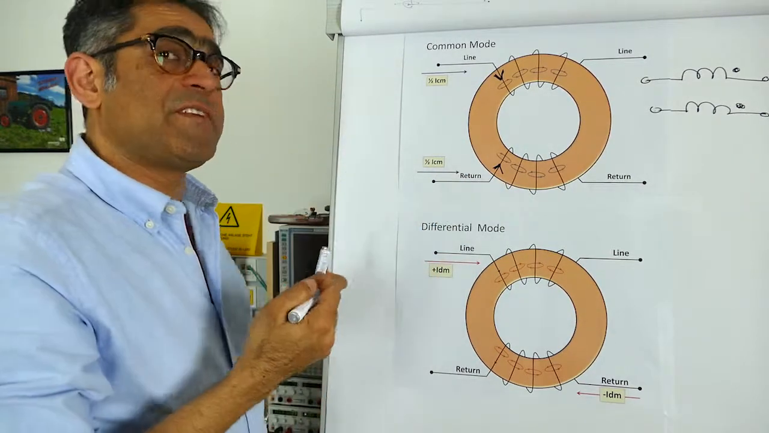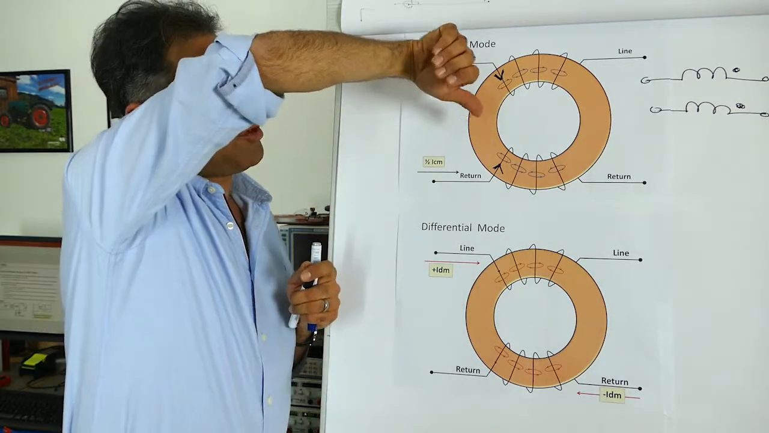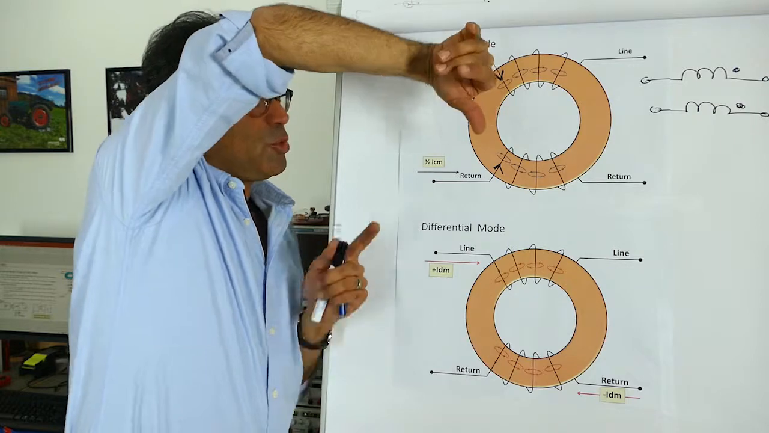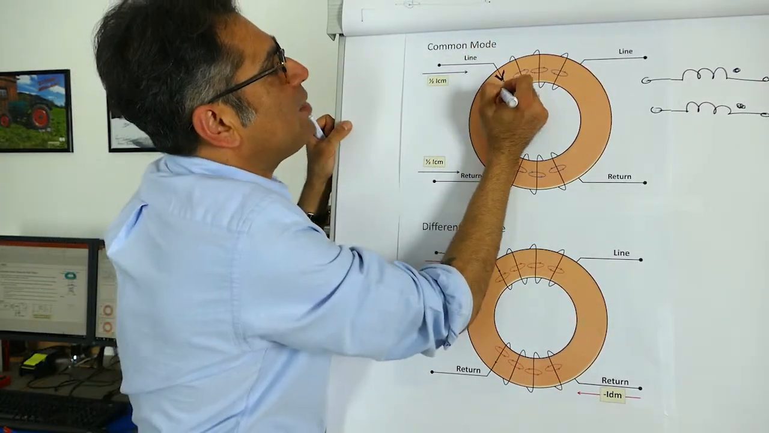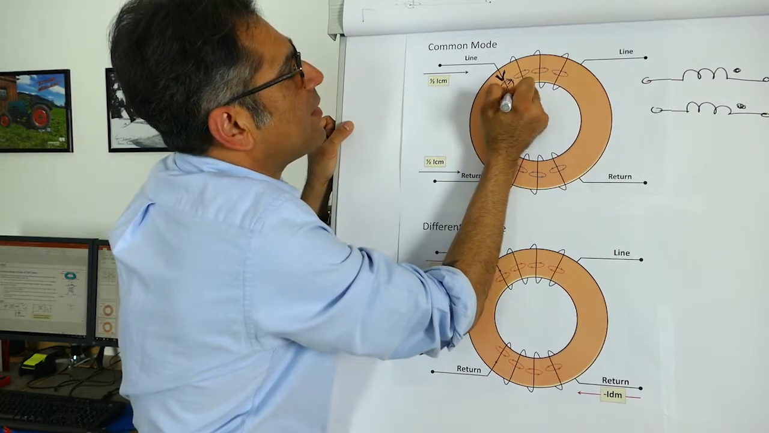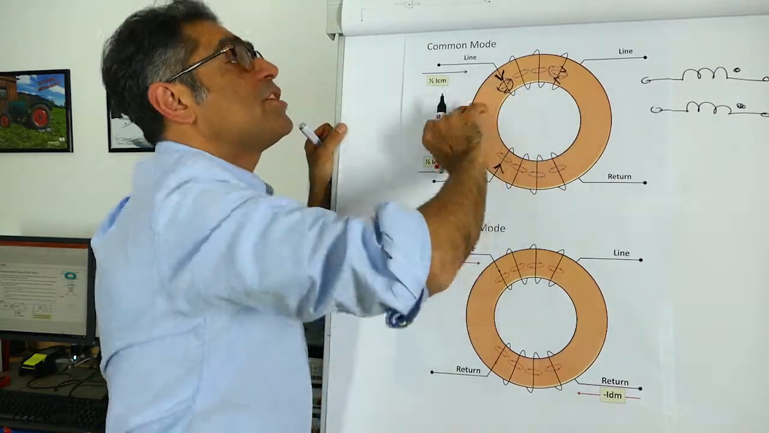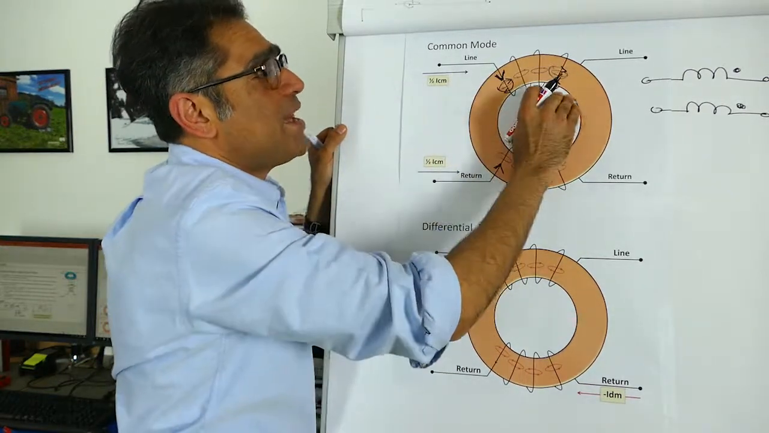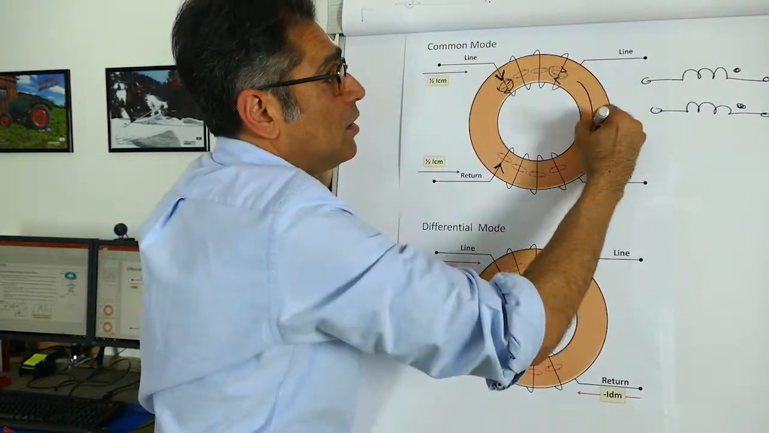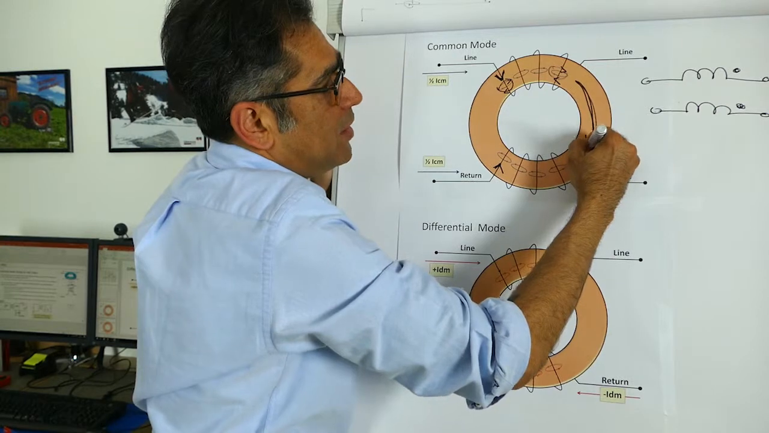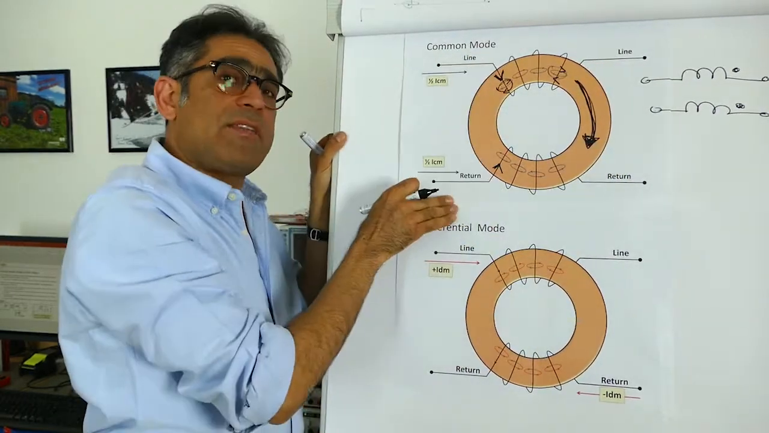From school level physics, we remember the corkscrew rule, whereby it determines the direction of the flux lines. So if I put my thumb towards the direction of this, I can then show that they have got flux lines going that way, and that way, and that way, and so on. The total net flux, therefore, as a result of this current going through this coil, is that way.